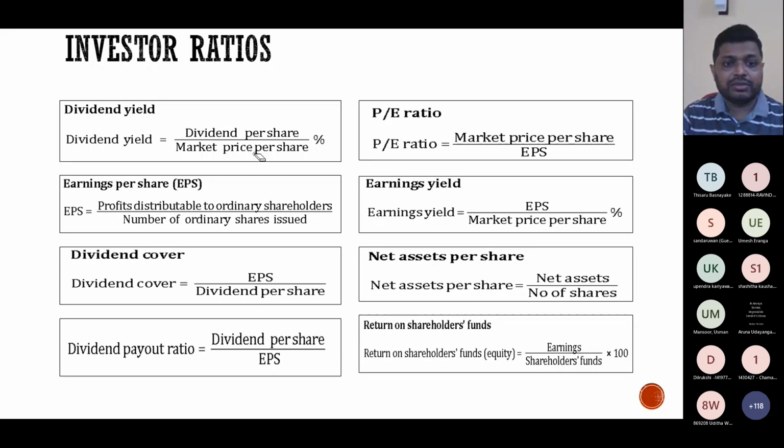Dividend cover, earning per share. You can look at the dividend cover ratio, net asset per share, which is net asset divided by number of shares, and return on equity holders' funds. These are the important ratios you can work out. But when it comes to CHL, what has happened? CHL has a zero dividend ratio. They have recently followed it. Right. You can look at those investor ratios as well.